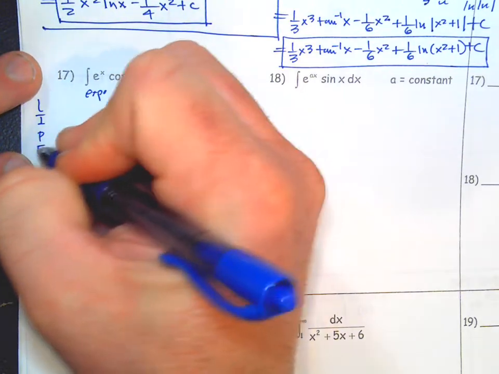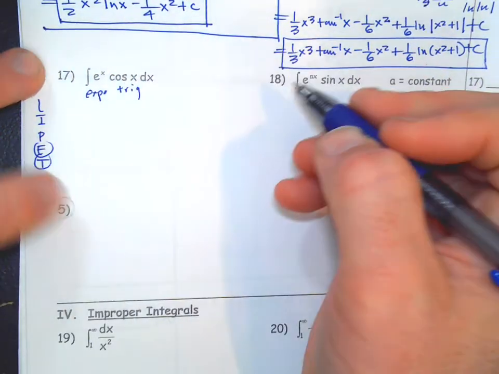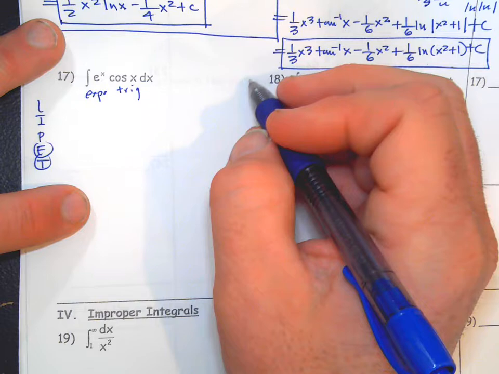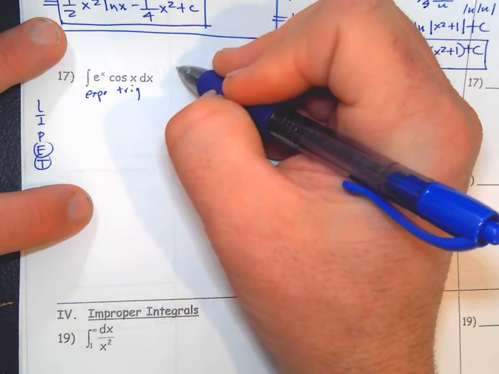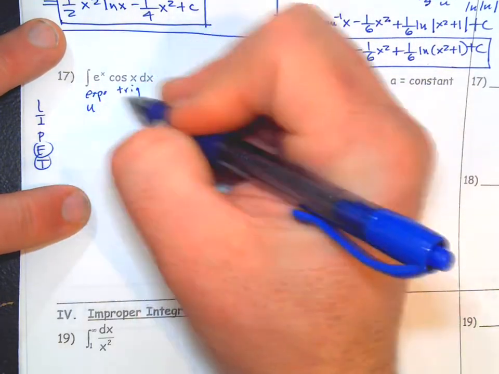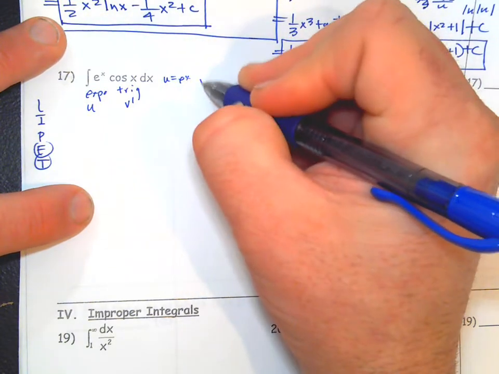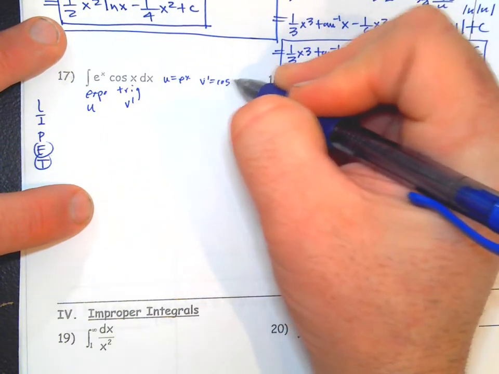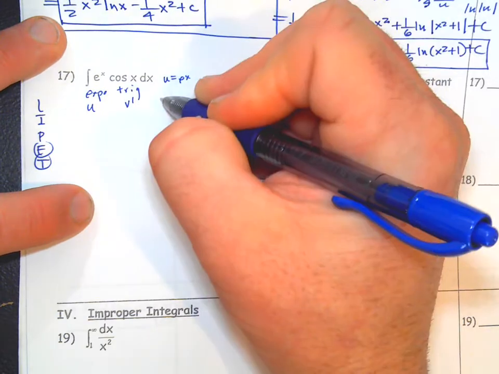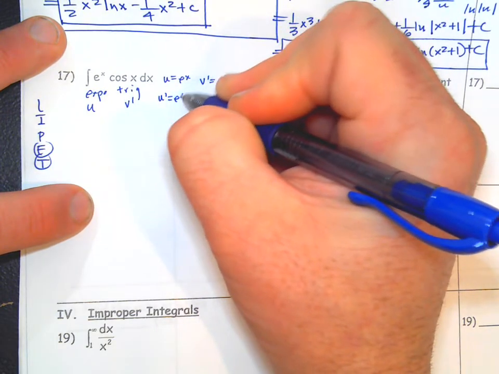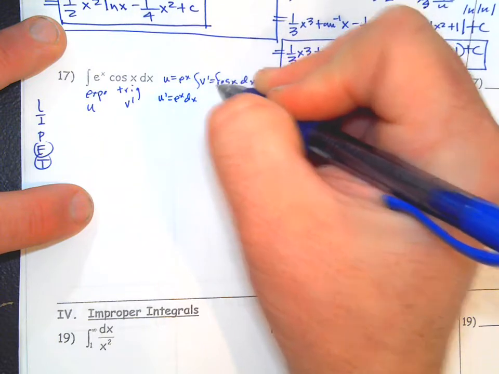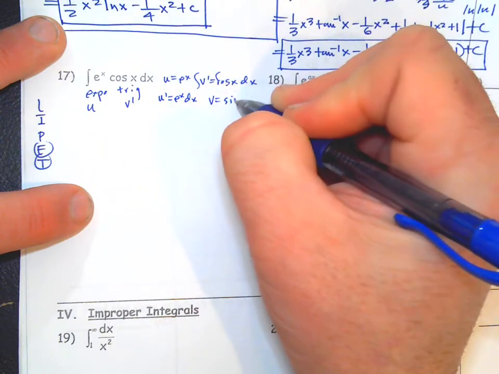Flip it. Expo and Trig, no shortcut here. If you tried it, it wouldn't work anyways. It's not like you accidentally did pull it off. So whatever's first is your U, whatever's second is your V prime. So U equals e to the x, V prime equals cosine x dx. So U prime equals e to the x dx, and V equals sine x.